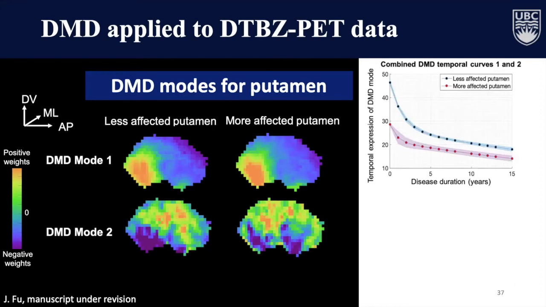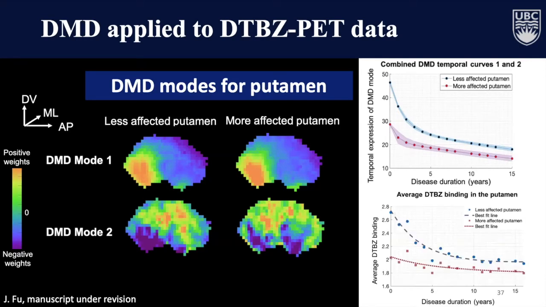And then we combined the first two temporal curves together, and we compared this to the curves that we obtained by fitting an exponential function to the average binding values in the entire structure. They showed a pretty high similarity. That means our DMD method can capture the overall progression within the whole structure, but can also decompose the temporal information into distinct temporal curves.